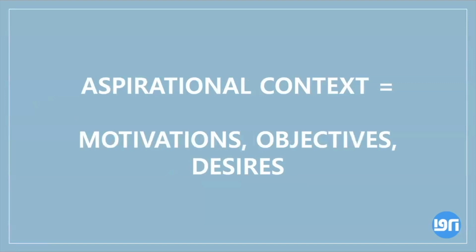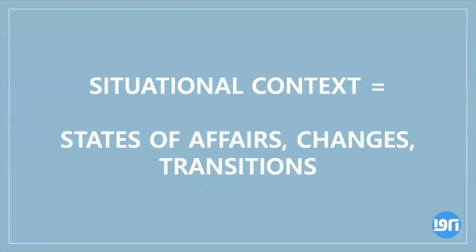Aspirational context conveys motivations, objectives, and desires, the reason behind an action or an entity, or the effect something is intended to have. Finally, situational context tells us about states of affairs, as well as specific changes or transitions that an institutional statement is linked to. For example, if there's a certain state to be achieved, or if an event causes something to happen.